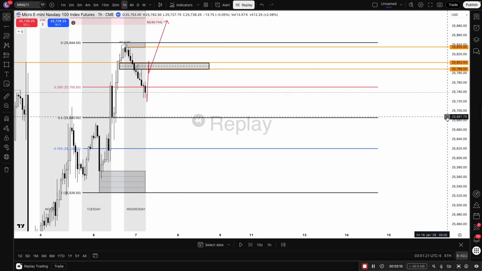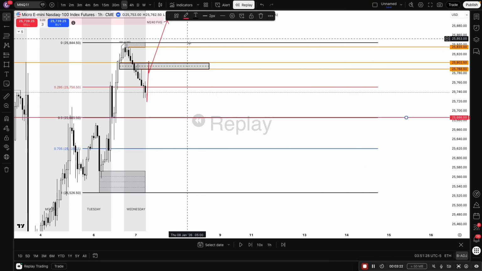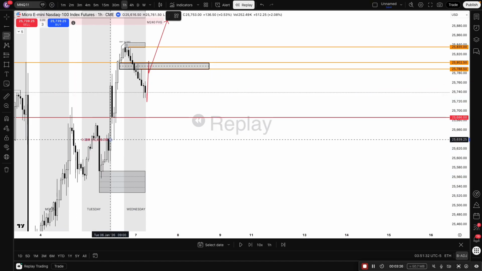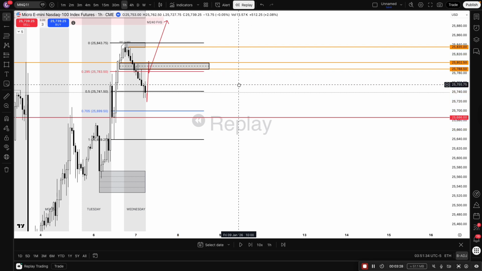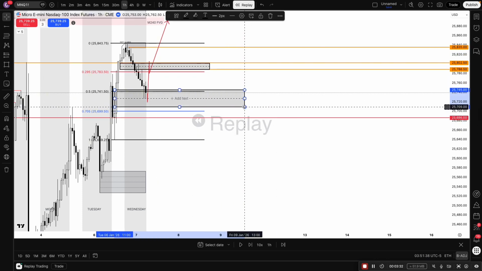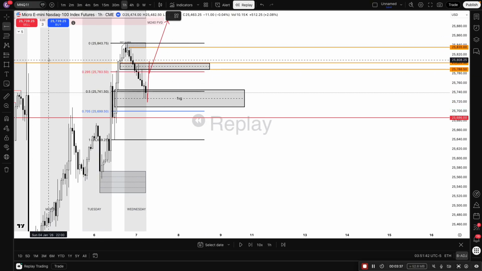Okay, so I'm just going to mark out the 0.5 of the 4 hour here. That's all I really care about at this point. Now I'm going to pay my attention to the current range that we're trading inside of on the hourly. We're trading inside of here. We have the 0.5 lining up with this first presented hourly. So if we're going to have a rejection, this would be the time.